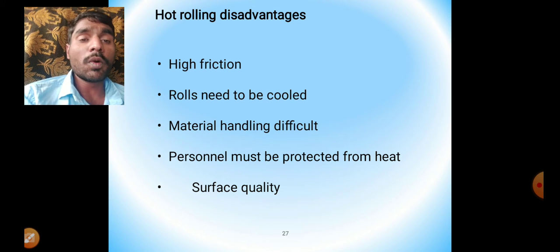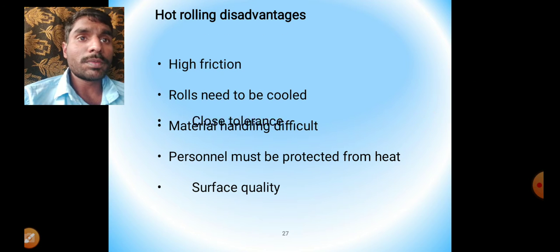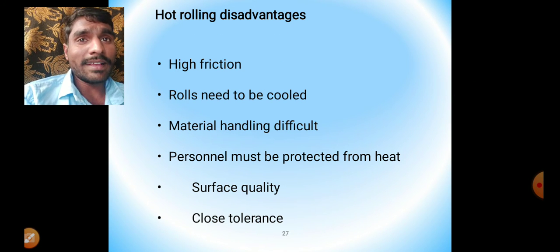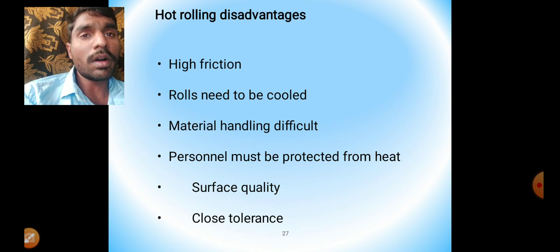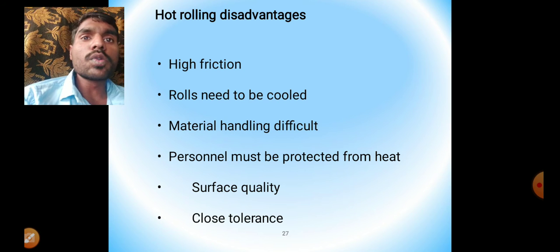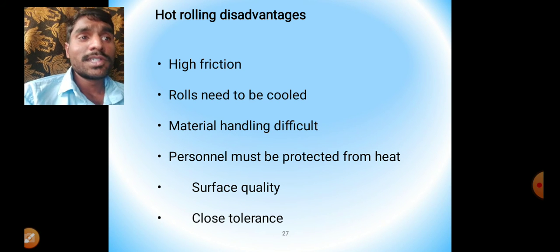The heat will be greater, and surface quality is the biggest disadvantage, because in some cases handling or some roll marks will come, so surface quality is required, and that's why we can't maintain too good a surface, and close tolerance is required. Some gauge variations will be happening.